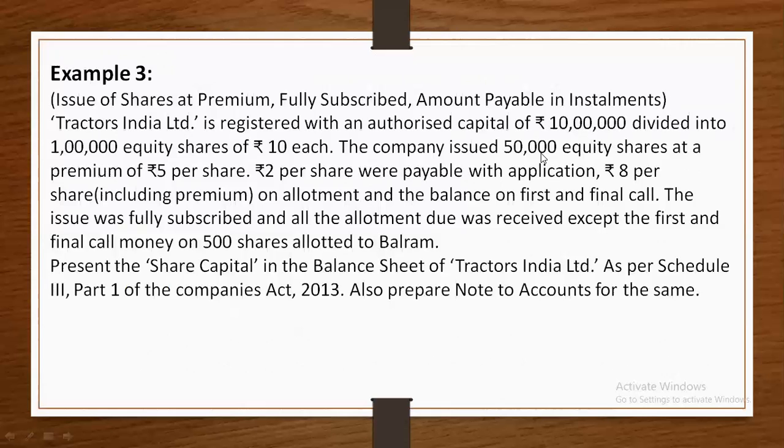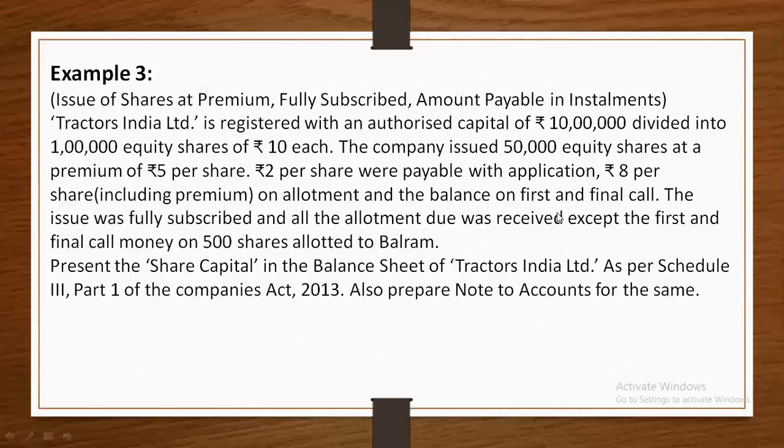Company is issuing 50,000 shares at a premium of rupees 5. Rupees 2 is application, 8 including premium is allotment, and the balance of rupees 5 is on first and final call. See, 2 application plus 3 allotment plus 5 first and final call, and rupees 5 of premium is here. That is why this is 8. The issue is fully subscribed.